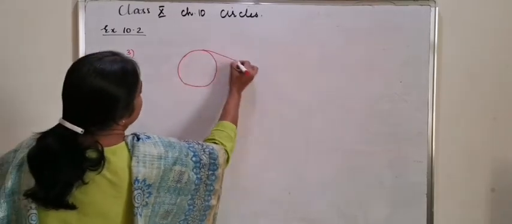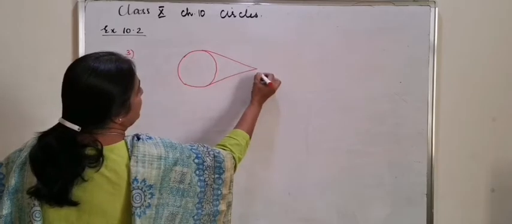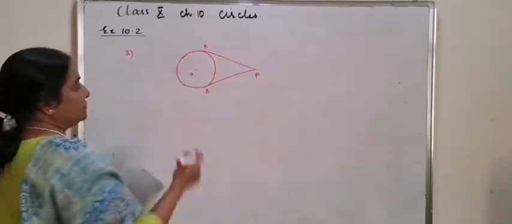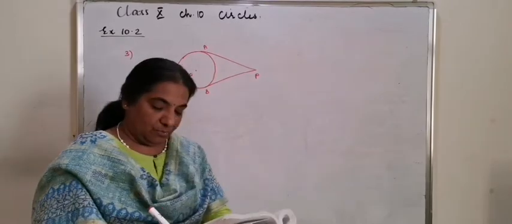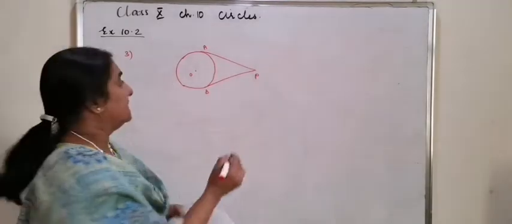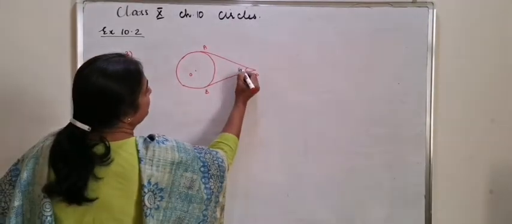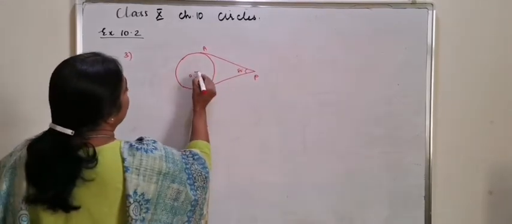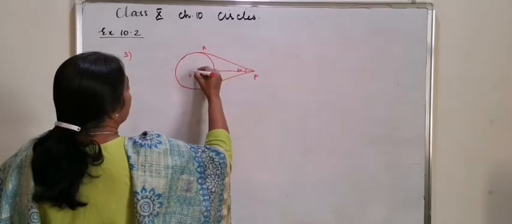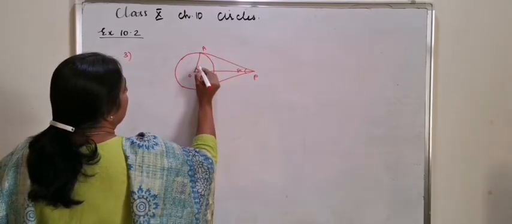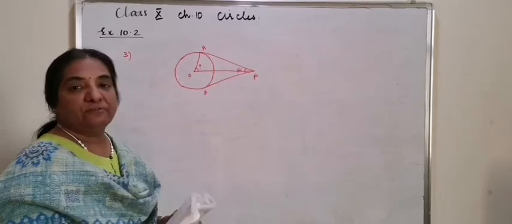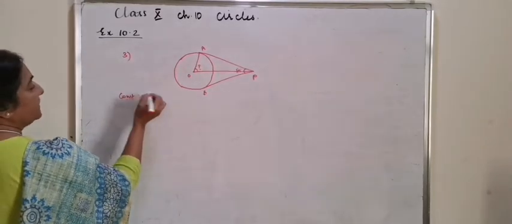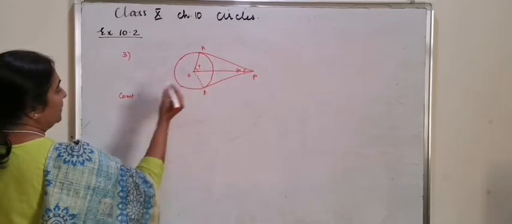If the tangents PA and PB to the circle with center O are inclined to each other at an angle of 80 degrees, find angle POA. Angle POA has to be found out. So, as construction, you can just write join OB.